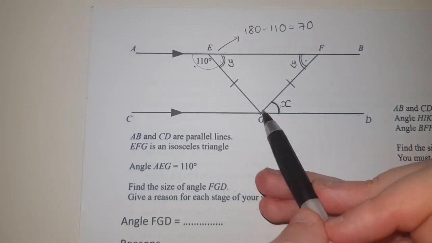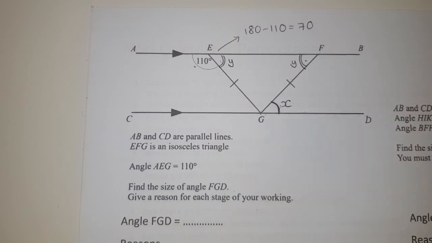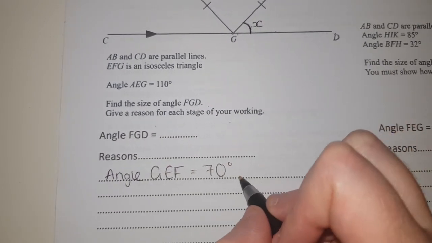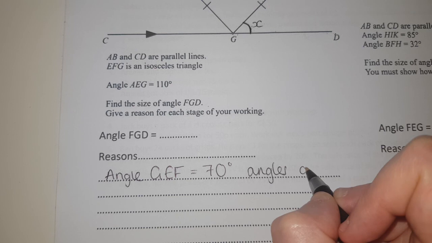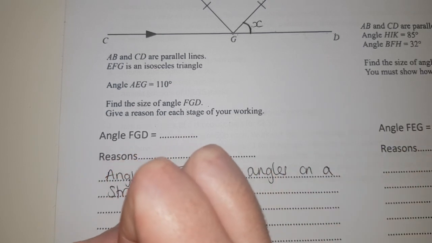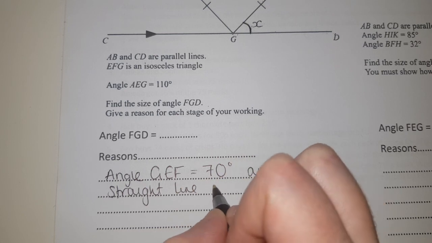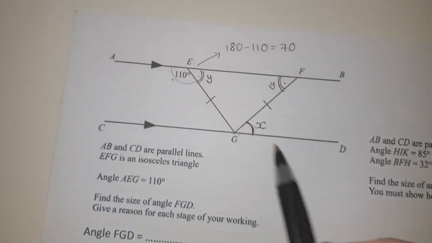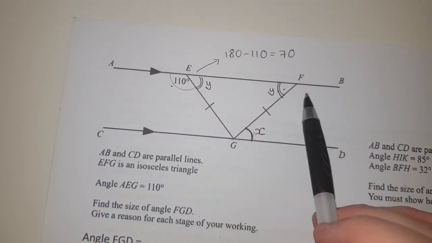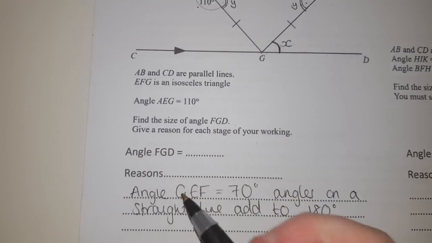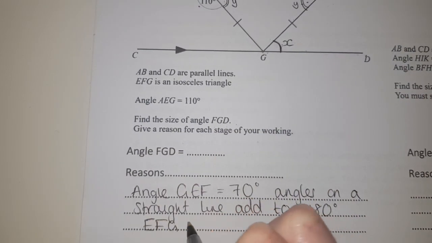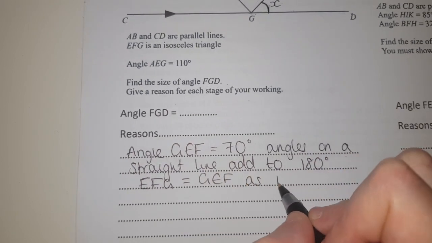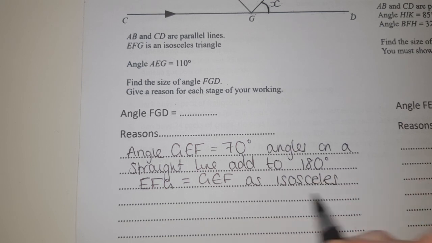So you just need to put angle, and we've got GEF equals 70 degrees, and you put your reason as angles on a straight line add to 180. We then need to label that we know these 2 are the same because you've got an isosceles triangle. So you can put EFG. So EFG is equal to GEF. So they're the 2 angles we've worked out as it's isosceles triangle.